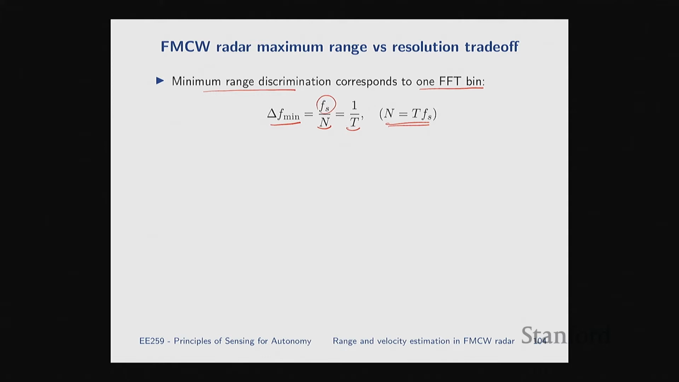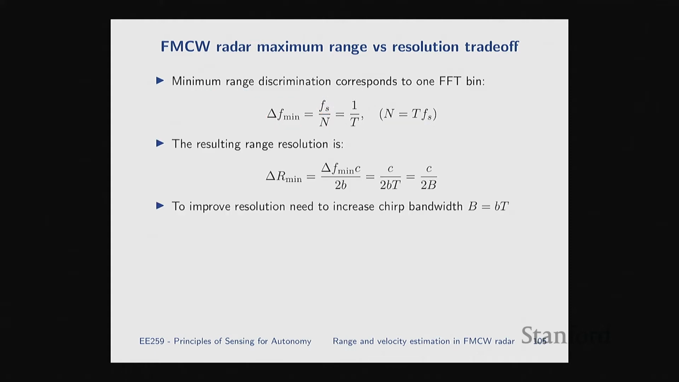Okay, so with that delta F minimum, what is the minimum range that you can discriminate? You can just plug that delta F min into our range equation. So delta R minimum, which is our range resolution, becomes delta F minimum times speed of light divided by 2B. And you plug this into here from the top, and then your delta R min becomes c over 2B times T, or speed of light divided by 2 times the bandwidth of the chirp, right?